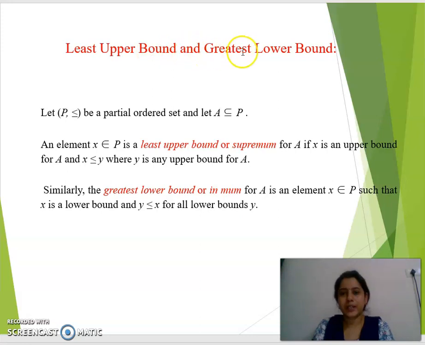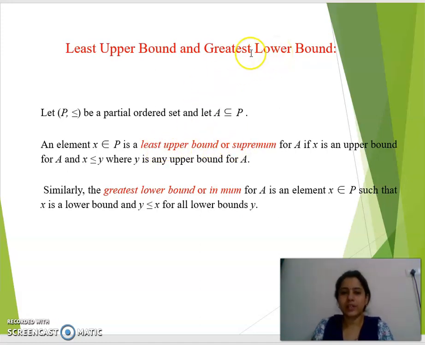Next, least upper bound and greatest lower bound. First we have to find the upper bound elements. From those upper bound elements we find the least element. To find the greatest lower bound element, first find the lower bound elements. Next, from those lower bound elements we pick the greatest element. So first find the upper bound values. From that upper bound set, we pick the least element which is related with all the remaining upper bound values.